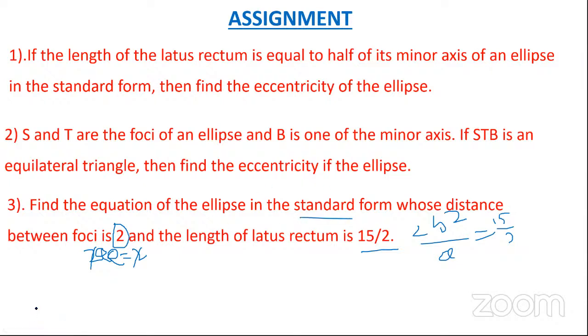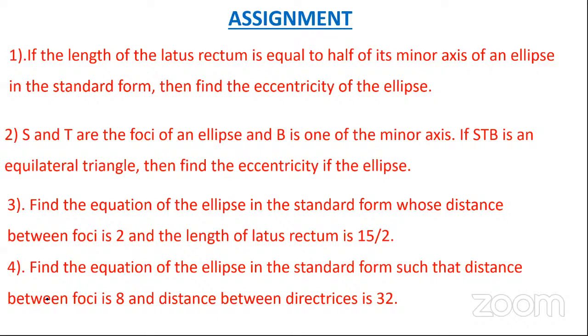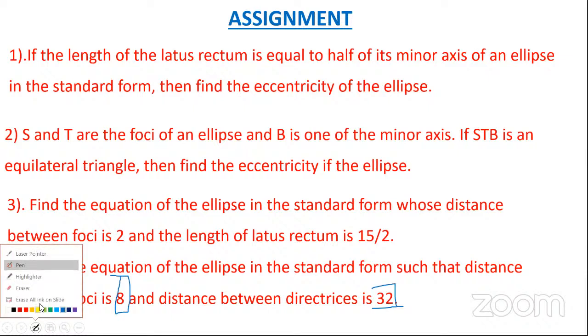So, next question. Find the equation of the ellipse in the standard form such that the distance between the foci is 2ae and the distance between the directrices is 32, and this value is 8. Find the distance between the directrices and the distance between the foci using the directrix coordinates and the foci coordinates. You will get a relation between a and b. Then substitute in x square by a square plus y square by b square equal to 1, where a is greater than b. So this is for questions, and next more.